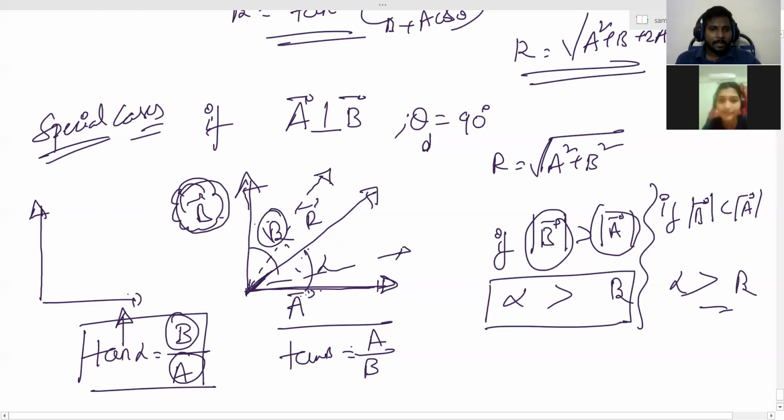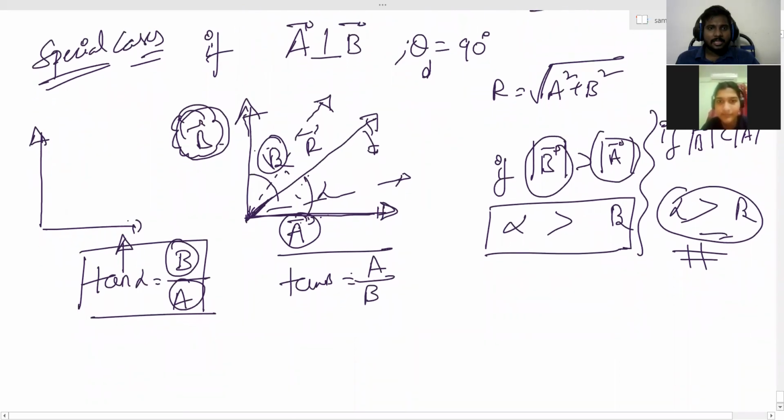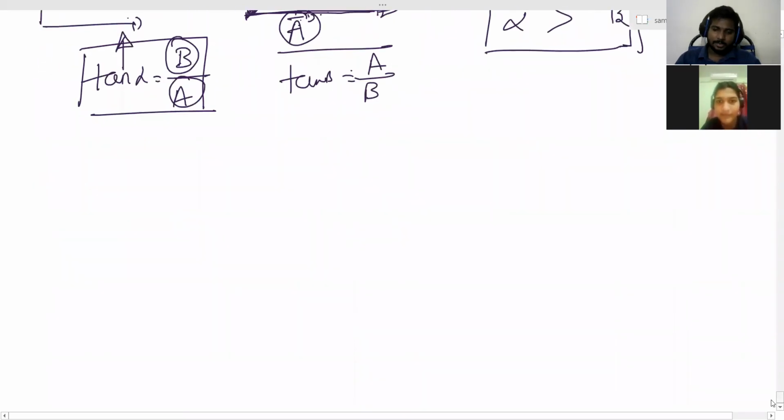If you are applying more force, that means A is greater than B. That means the resultant will be shifting towards the right side, so alpha will be lesser, right? It is simple, because sometimes you need to understand these angle relations also. So the resultant will be tilted towards the larger vector side.